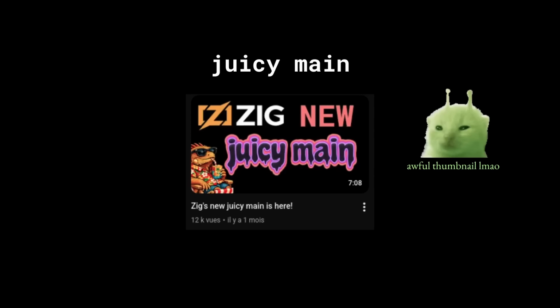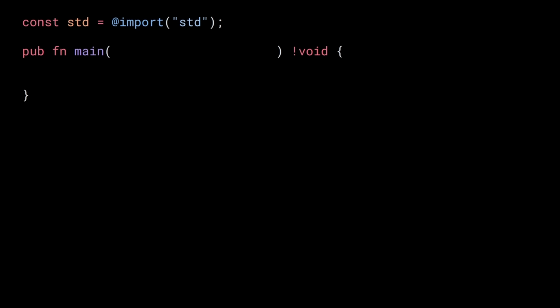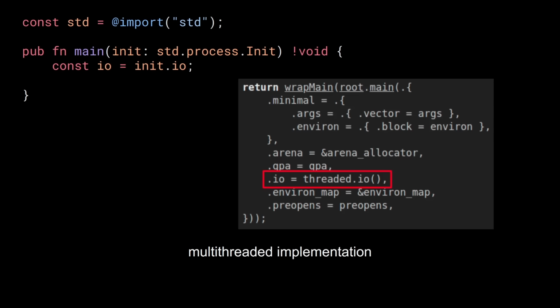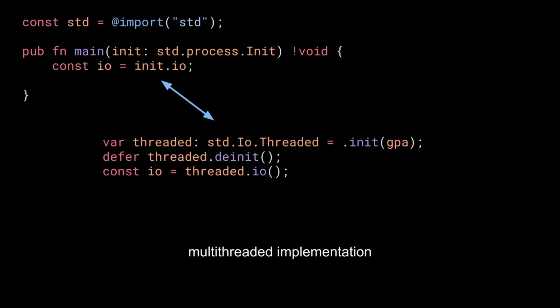The easiest way to get an I/O implementation is to use the juicy main. I made a video about it, but real quick, the main can receive an argument of type std process init, which contains an I/O implementation. By default, it's std.io threaded, a multi-threaded I/O implementation. But if you don't want to use the juicy main, you can initialize it yourself using .init and then call the I/O function. Note that it requires an allocator and you should de-init it too.